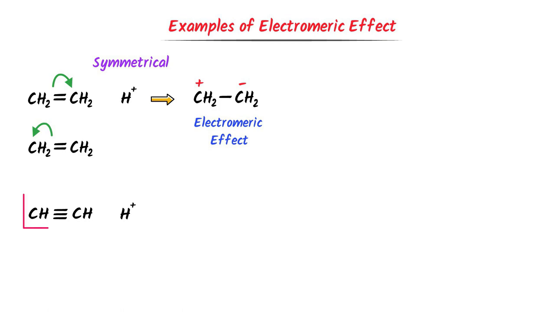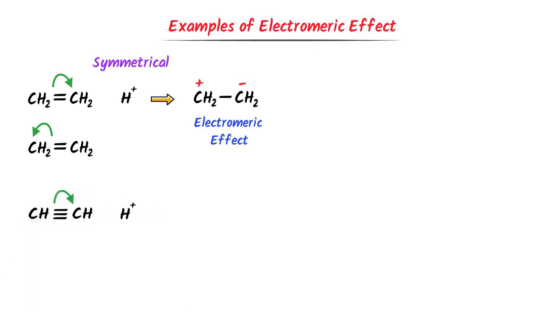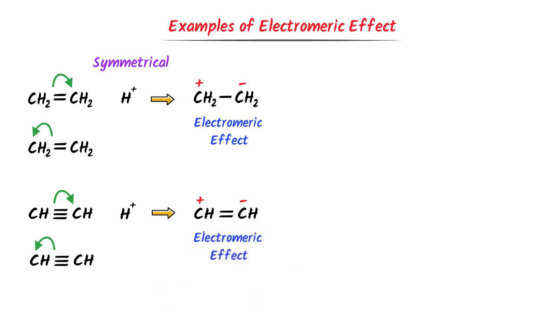Secondly, there are also pi electrons present in this molecule. Now, these pi electrons will shift to this carbon. As a result, a positive charge will appear on this carbon and a negative charge will appear on this carbon. On the other hand, there is also a possibility that these pi electrons will shift to this carbon. Thus, electromeric effect is observed in this organic compound.